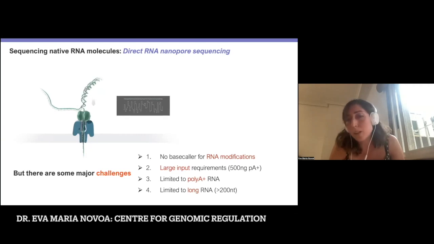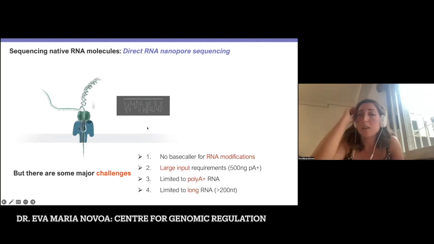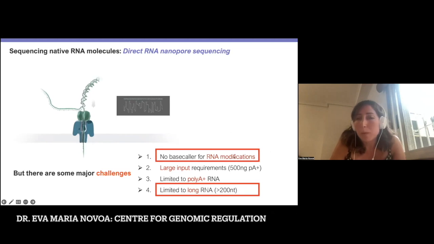Now, these values are decreasing, and the latest kit version, the RNA-004, is supposed to work with decreased amounts of poly-A selected RNA, but it's still a huge amount of poly-A selected RNA, which makes it a bit challenging for certain applications or patient-derived samples. The standard protocols are limited to poly-A plus RNA, and also limited to long RNAs. So there are all these challenges which really limit the applications. And today I will basically discuss our approaches to tackle these two different challenges.